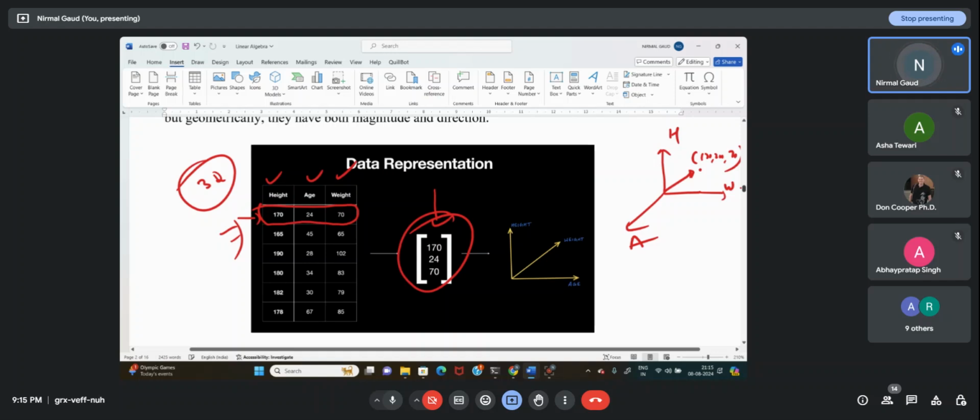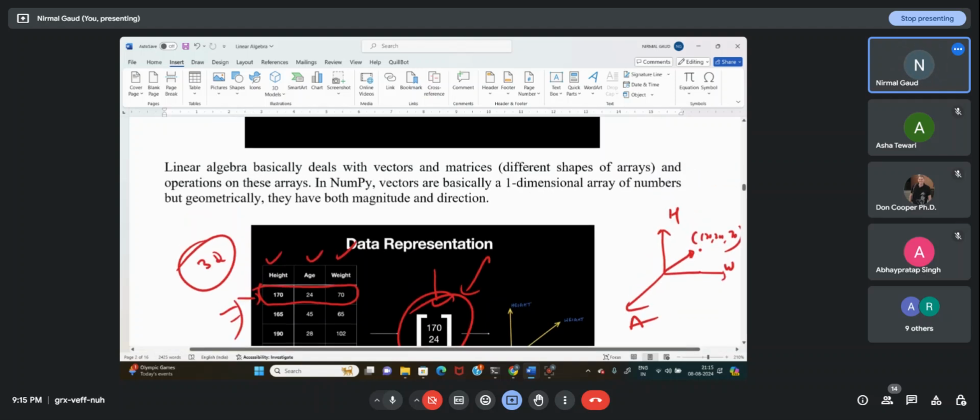Okay, so in your data set, you will have many dimensions. I already explained those things in my previous class. So this is how you perform the data representation. Right now it is a vector, but if I consider the rest of the rows also, it will be converted into a matrix.